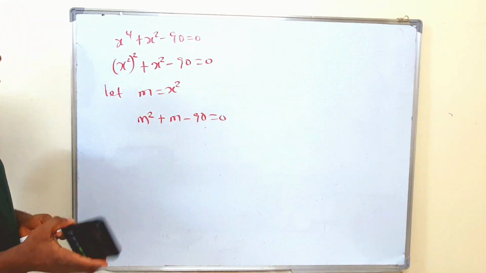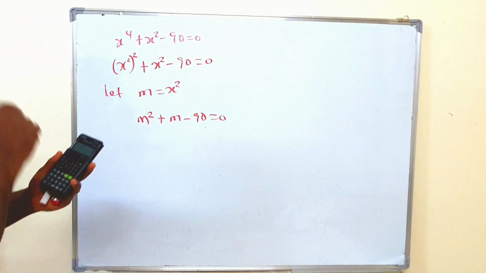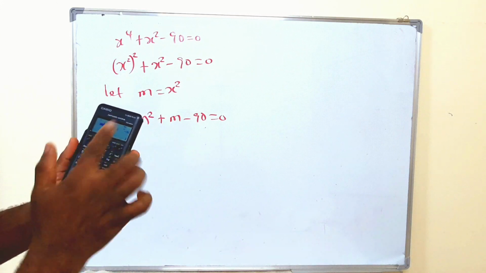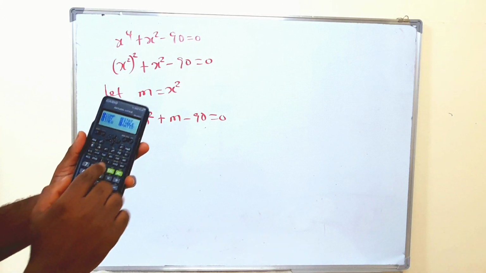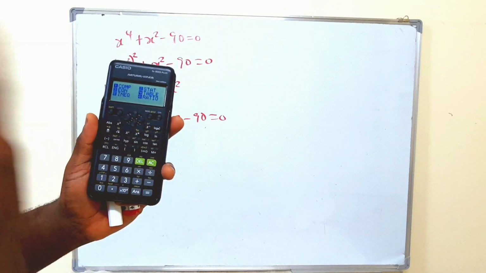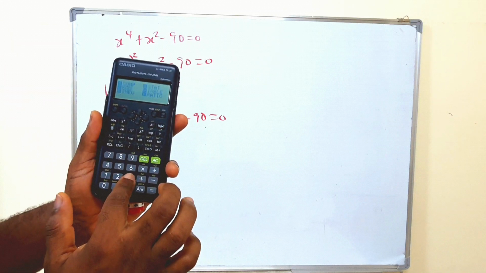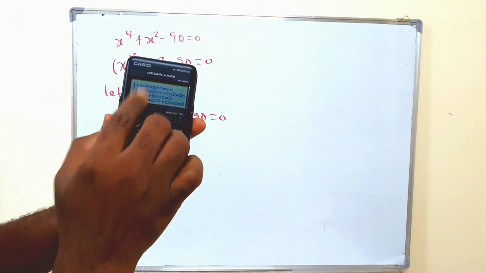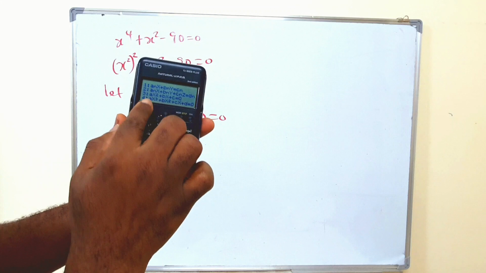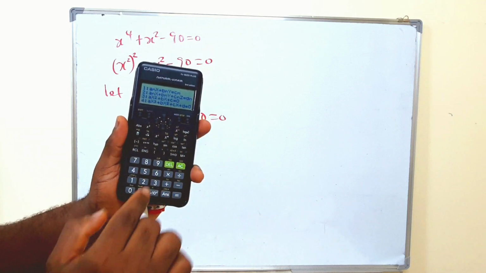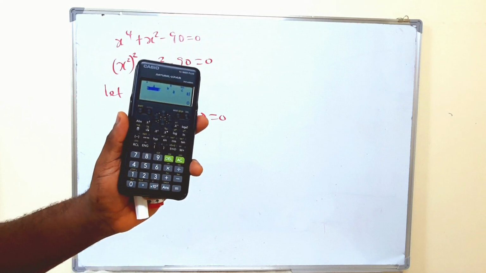You can easily do this by coming to your calculator. I don't know if you can see it, but I'll be talking so you know. Press mode, then you press equation. You press 3, then you will see 1, 2, 3. The third option is the quadratic, ax^2 + bx + c = 0. So you press 3 on your calculator.